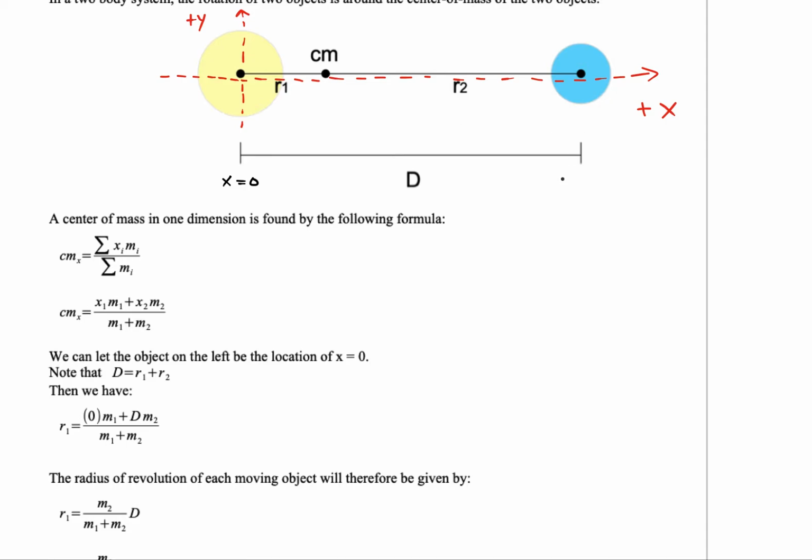And there's going to be an x that our planet is, which I'm calling x2. So this is x1, and that's x2. So if we were to fill in the formula, then we would be multiplying 0, the position of mass 1, times mass 1, plus the distance to mass 2 times its mass.